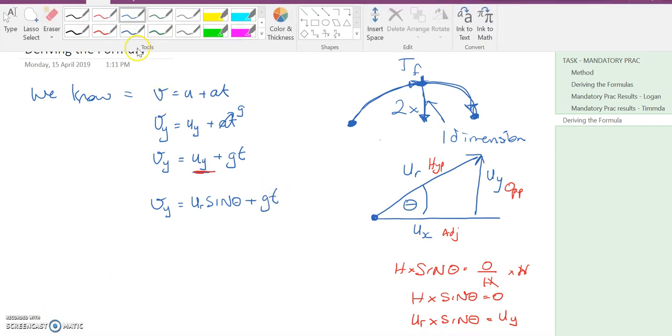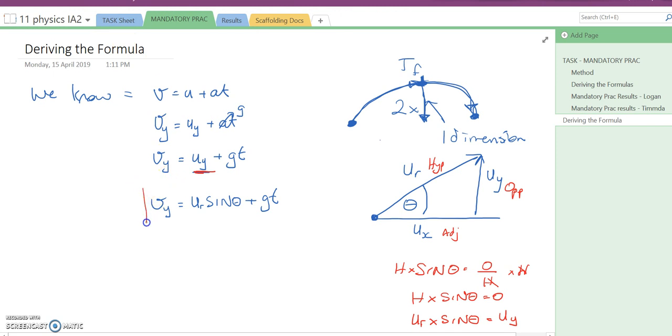So let's draw a little box around that, because that's a pretty important formula to start with. The velocity in the y direction, that's this velocity here, is equal to the initial velocity that it shot out of the cannon at, multiplied by the sine of theta, plus gravity times time.